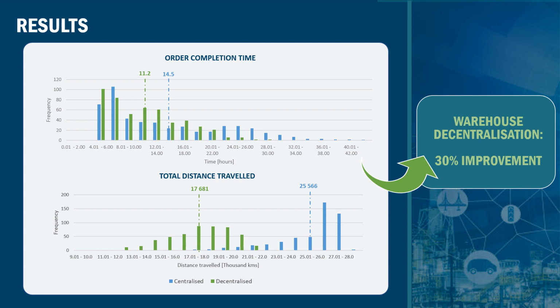These results indicate that the decentralization model will result in an overall time and transportation cost improvement of 30% when compared with the centralization model for the trivial case study considered. It is important to note that these benefits might not be so significant for other case studies, as they depend on a lot of factors.